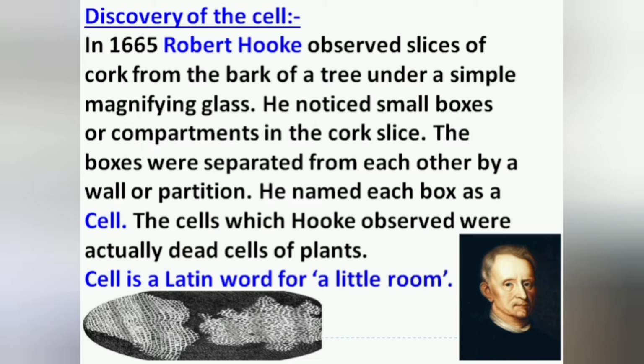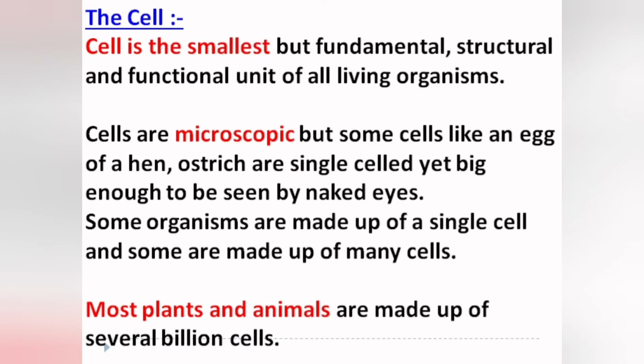Students, now we will study what is cell. Cell is the smallest but fundamental structural and functional unit of all living organisms. Cells are microscopic, but some cells like the egg of a hen or an ostrich are single-celled yet big enough to be seen by naked eyes. Some organisms are made up of a single cell and some are made up of many cells. Most plants and animals are made up of several billion cells.